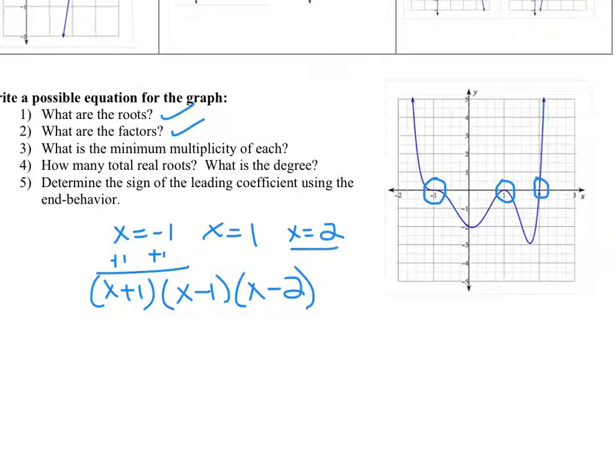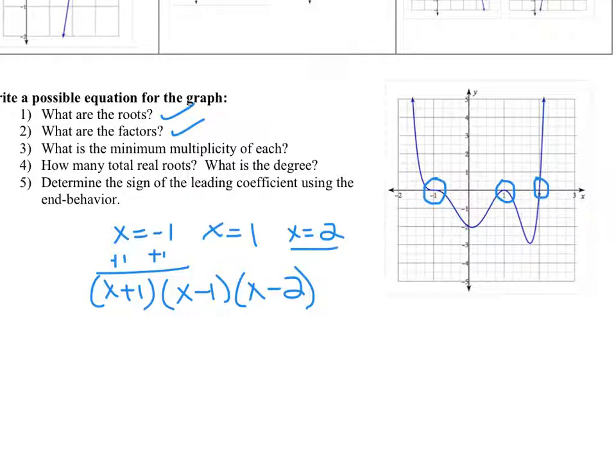Then we have to ask ourselves, what is the minimum multiplicity of each? That's when we have to look at what's happening at each point. So this one comes from this point right here. Is it cutting straight through? Is it bouncing? Or is it jogging through? Well, this particular one is doing a little squiggle, does a little pause here, and then goes downhill a little more.